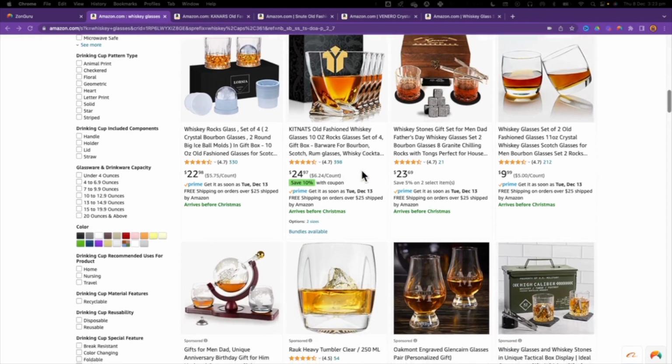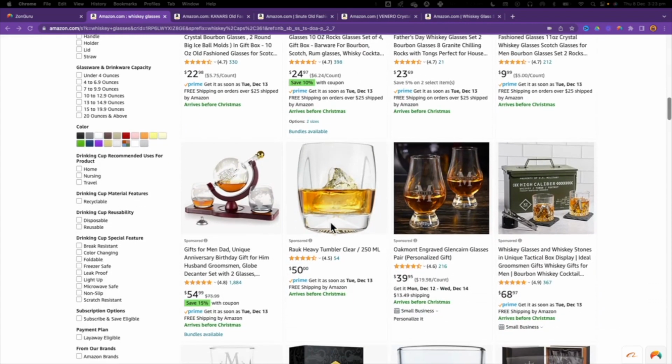Here's another one that's done a good job of showing just 100%, this is your glass. This is what it looks like. Very plain title, rock heavy tumbler clear, 250 mils. Tells you what you need to do, but I think they could probably improve on that one quite a bit.